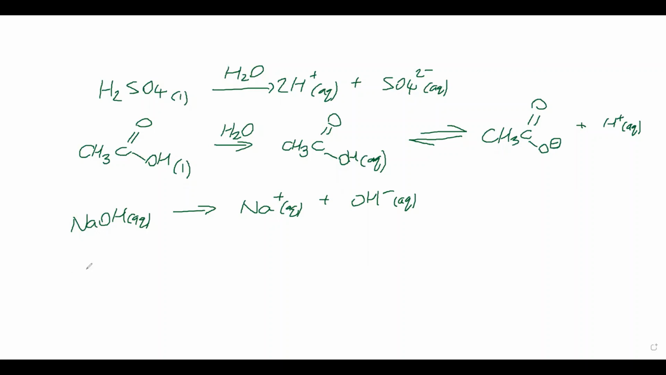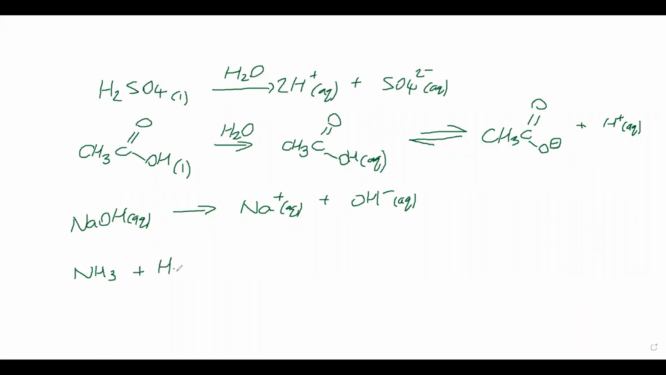So a weak base would be something like ammonia. So ammonia has a lone pair of electrons on the nitrogen that can take a proton from something, either just take a proton from solution or actually react with water to get a proton from water.